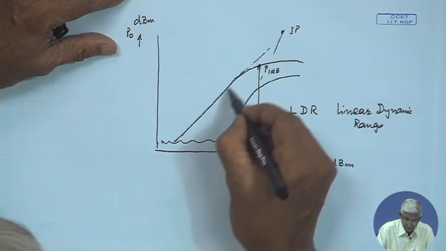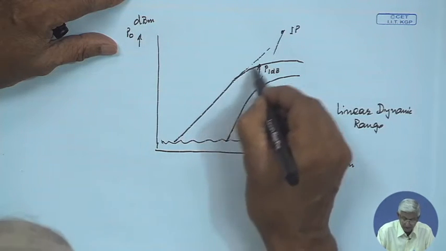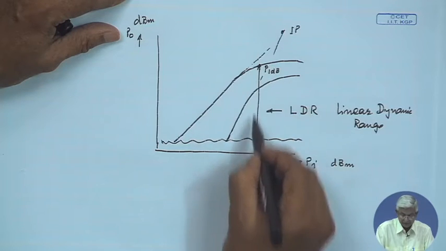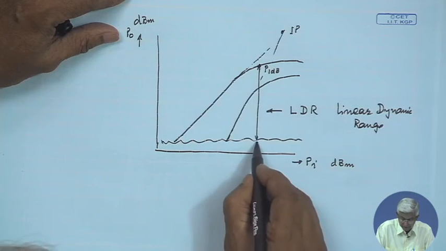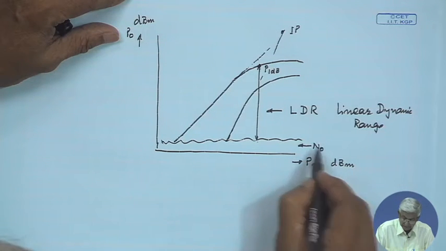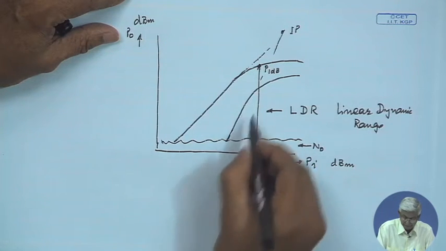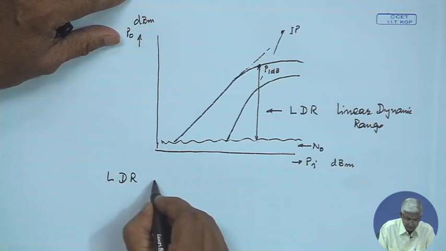This is the linear fundamental power curve P omega 1. So, this is the linear dynamic range. So, this is P 1 dB minus this is the noise floor, which is noise power.